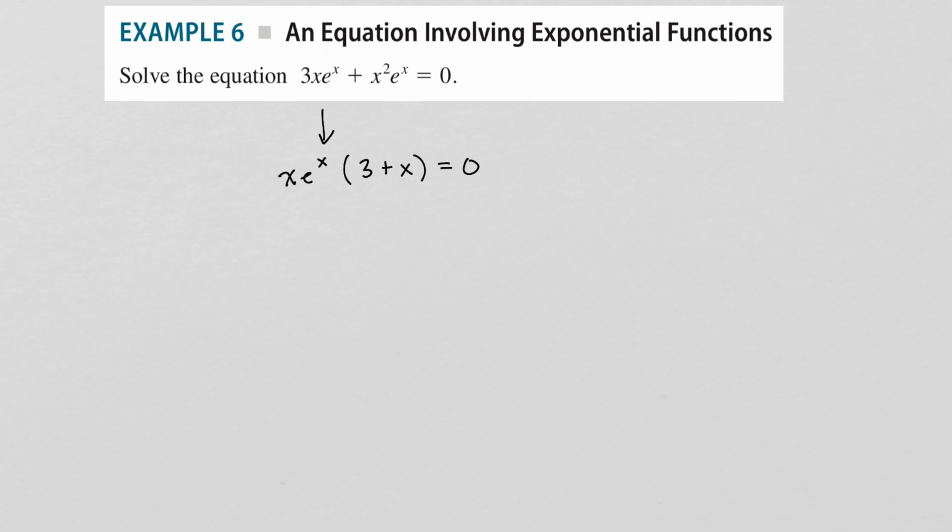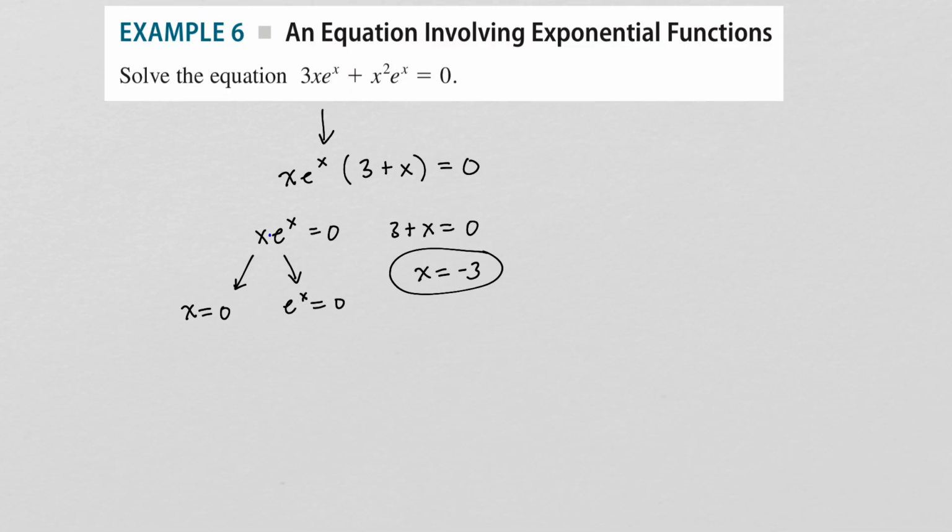So just double check to make sure that that factoring makes sense to you. But then from here, we would set x e to the x equals 0 and 3 plus x equals 0. Now, of course, in the second equation, x is just going to be negative 3. That one's pretty easy to solve. But in the first equation, we have a product here. And the only way a product can equal 0 is if the first factor equals 0 or the second factor equals 0. So one answer here is going to be x equals 0.